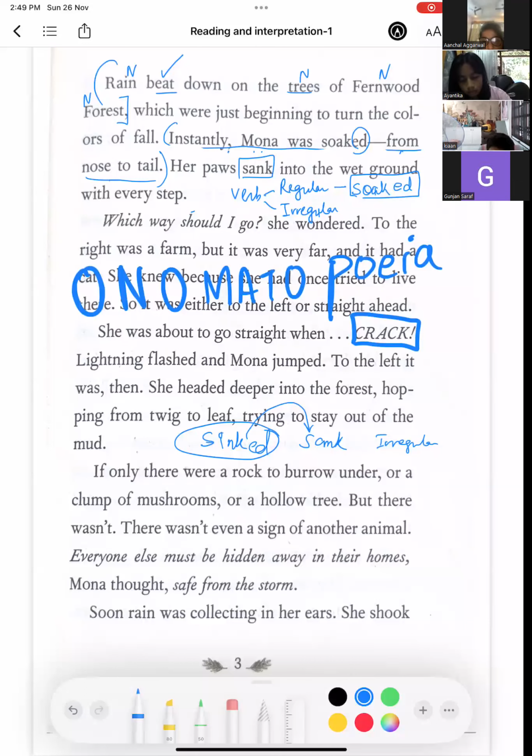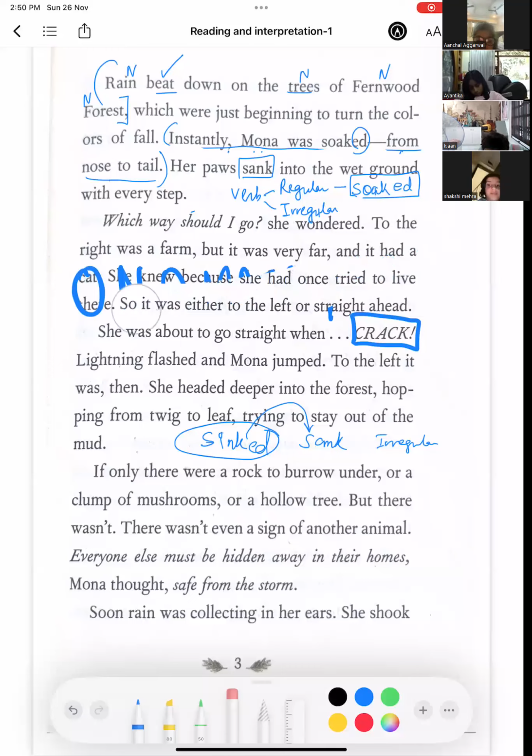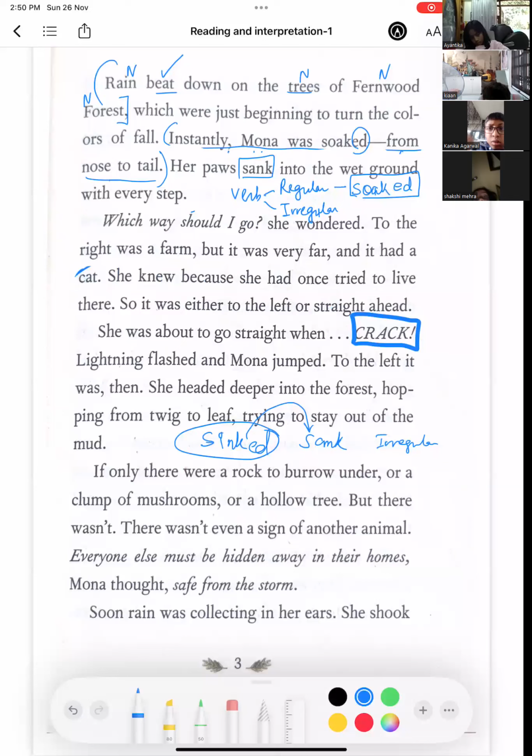Onomatopoeia. Can you say this slowly like me? Onomatopoeia. Spelling check karna everybody. Onomatopoeia. Next. So crack is onomatopoeia because it is the sound of something.